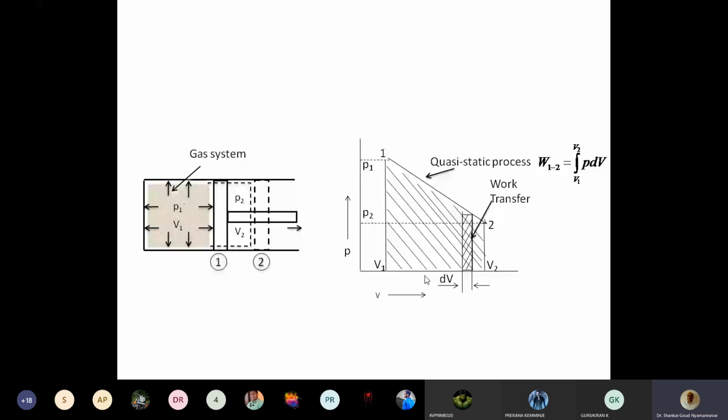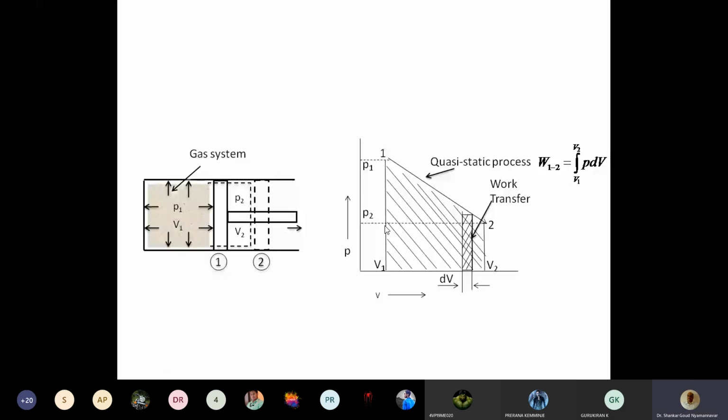Can anybody tell me the area of the rectangle? It's simple. Any rectangle, how do you calculate? Length into breadth. So what is the length here? Length is V2 minus V1. What is the height? Height is P2, the pressure, correct? So the area of the rectangle will be P2 into bracket V2 minus V1.